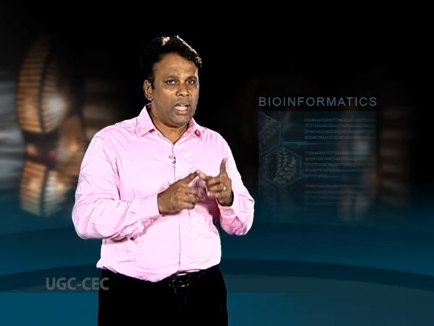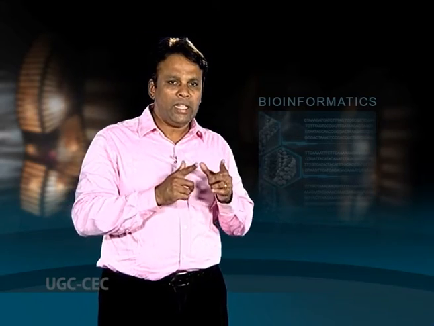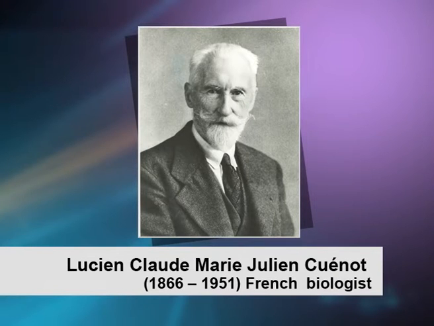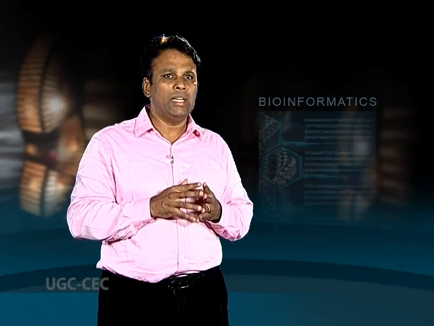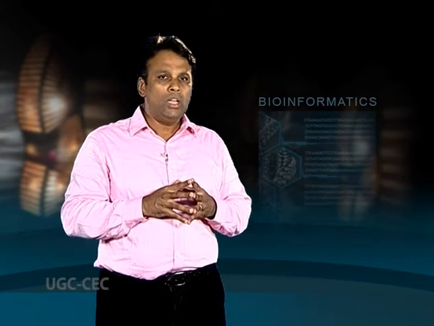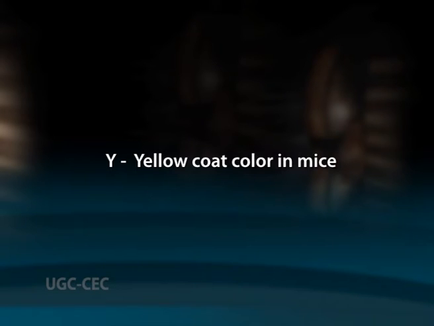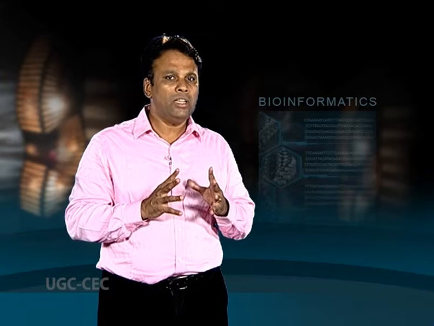When a specific allele or gene is mutated, it results in a lethal phenotype. Lucien Cuénot is well known for multiple allelism at a genetic locus, and he is a French biologist who discovered lethal genes while studying the inheritance of coat color genes in mice. Lucien Cuénot discovered an incompletely dominant allele, capital Y, for yellow coat color in mice, which is fatal in the homozygous dominant condition.